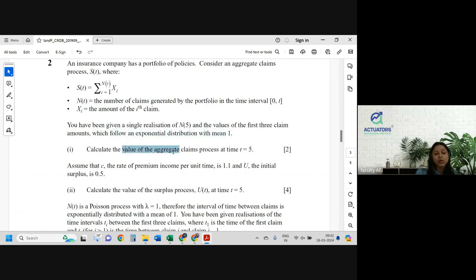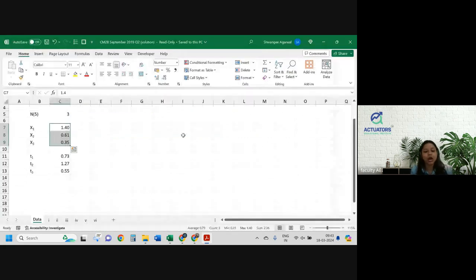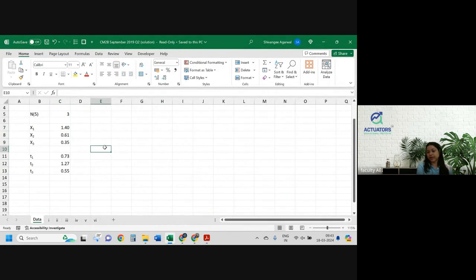Calculate the value of the aggregate claim process at time t equals 5. How do you calculate the aggregate claim process? What do you mean by aggregate claim process? We need to find ST, if you all remember. ST is, here T is 5, so you need to find S5. How do you calculate S5? This is 2 free marks. How will you calculate S5 over here?